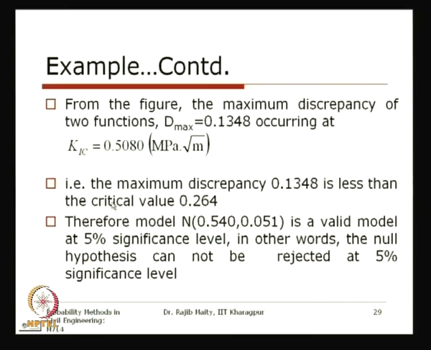0.1348. Now we can test that the maximum discrepancy 0.1348 is less than the critical value of 0.264 that we saw from the table. So this model, a normal distribution with parameters 0.54 and 0.051, is a valid model at the 5% significance level. In other words, the null hypothesis cannot be rejected at the 5% significance level.